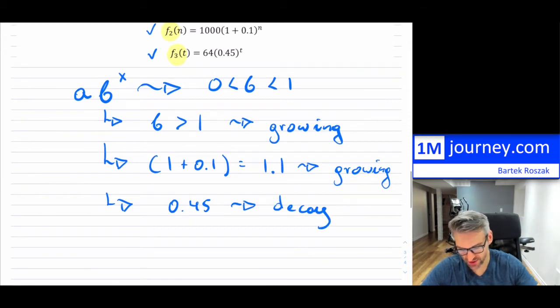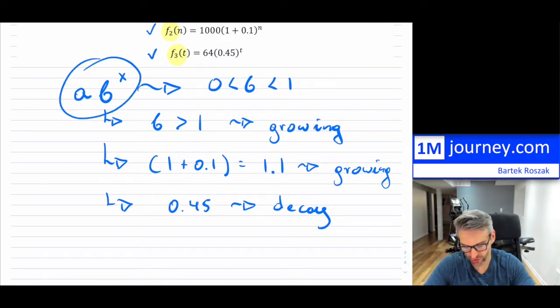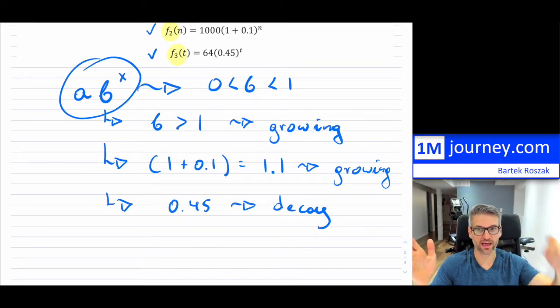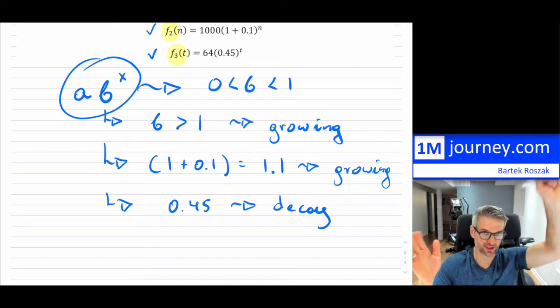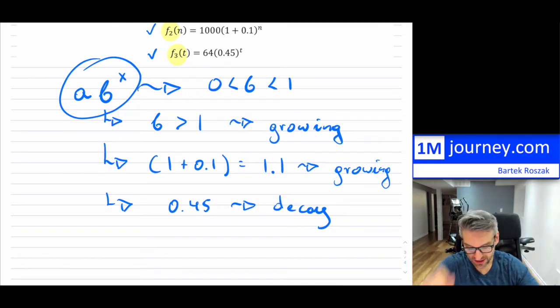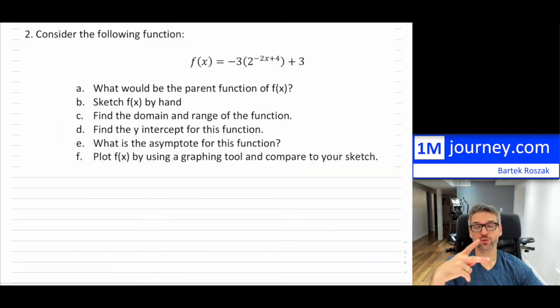And the reasons, if this was on a test, you can compare it to your original and then state the reason based on your base. So between 0 and 1, it starts to decay. If it's greater than 1, it starts to exponentially grow. That's question 1. Question 2, this one is actually my favorite.